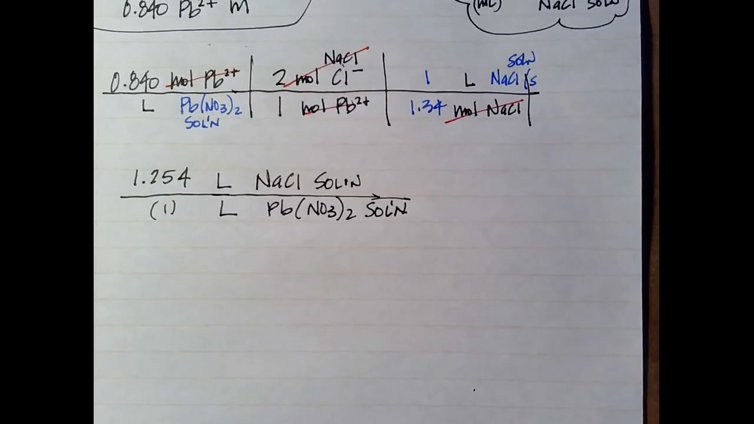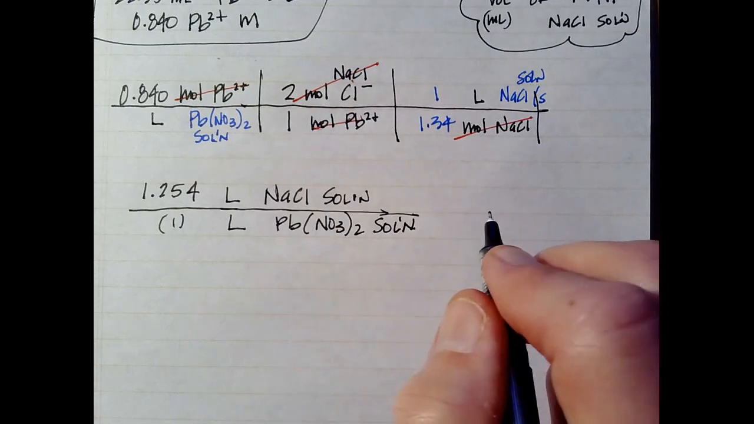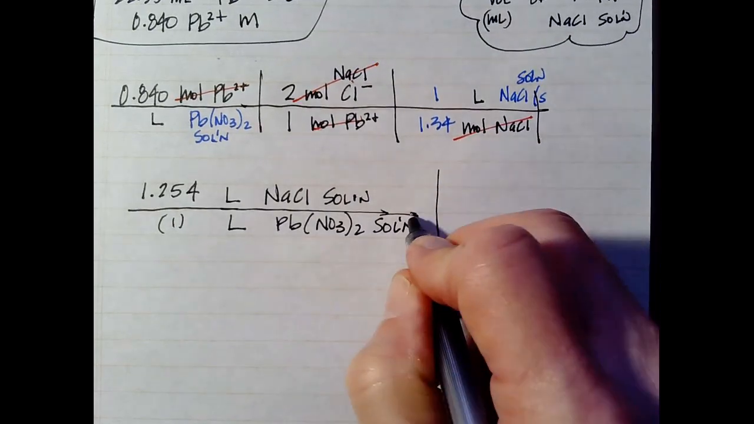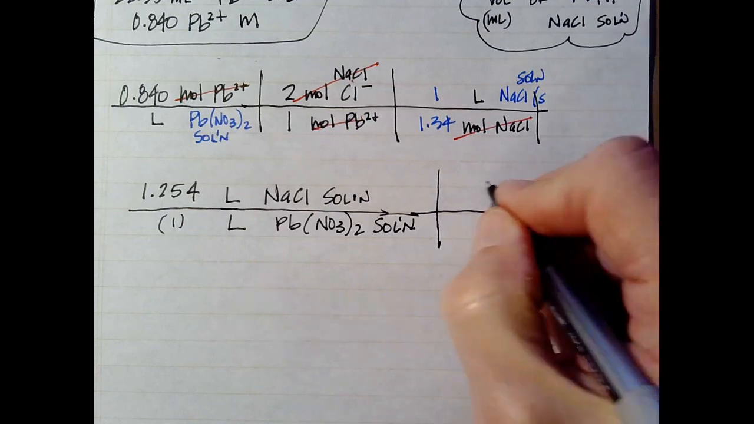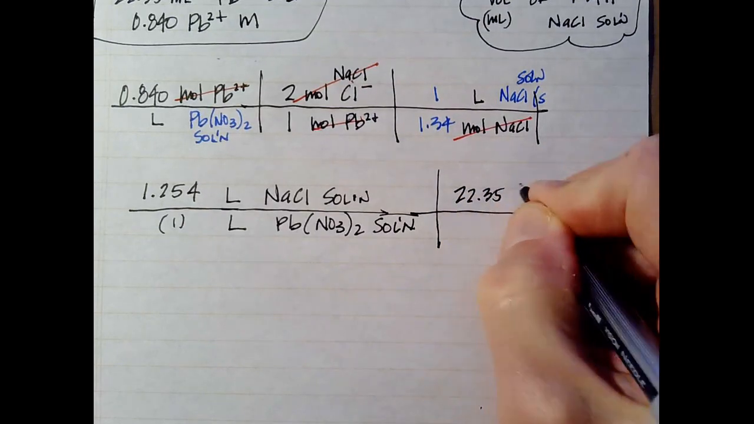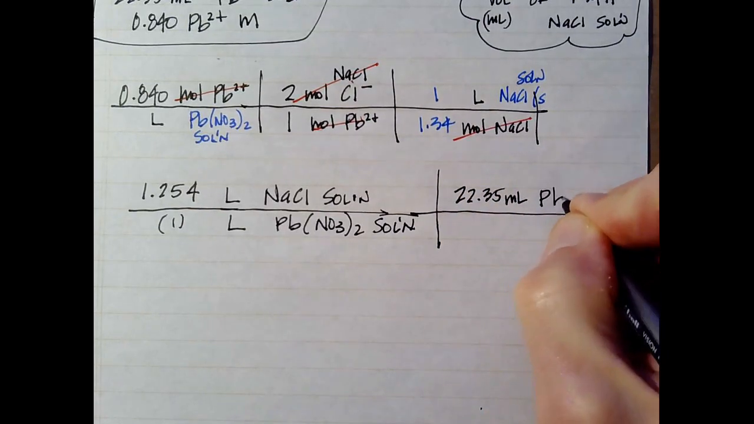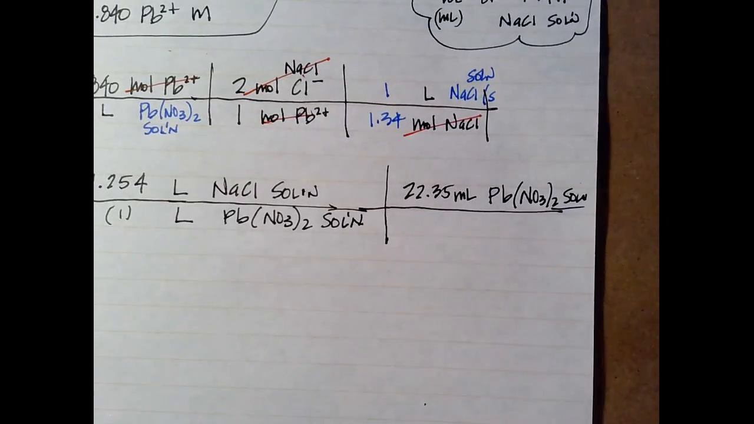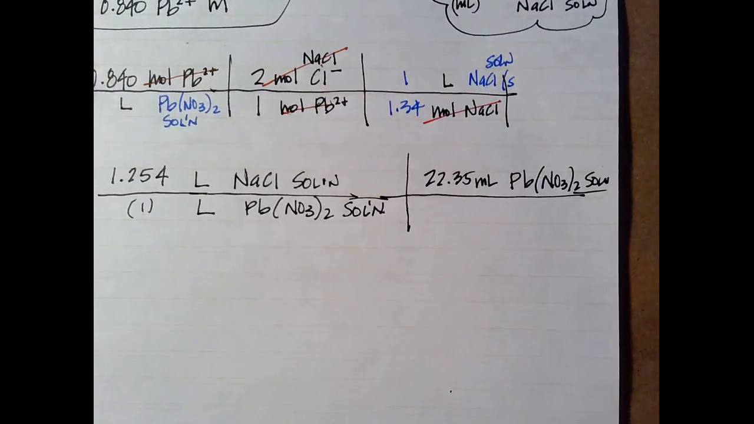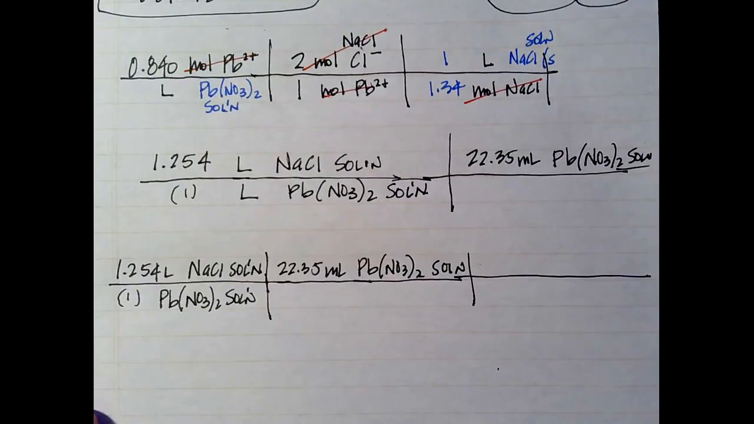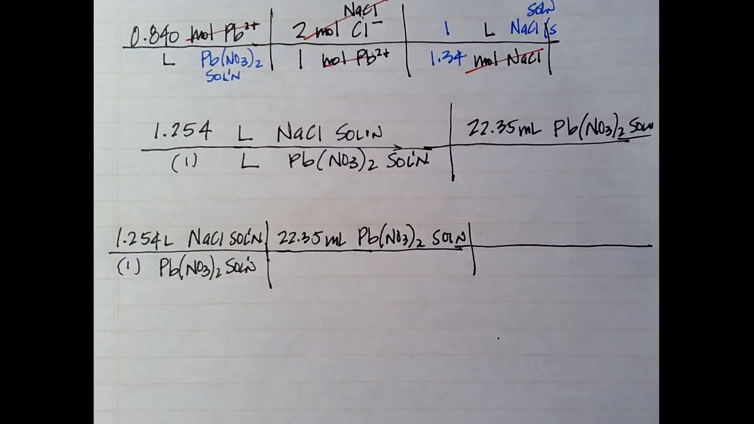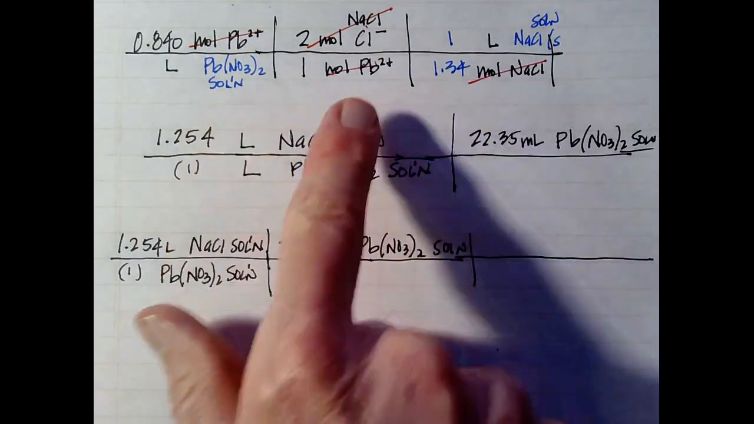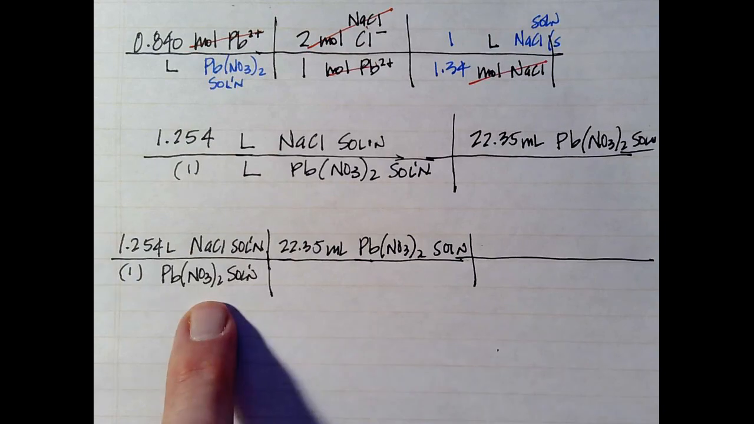But now I've got this. I might say, well, what do I know here? I know 22.35 milliliters of the PbNO3 solution. Let's see. Maybe I'm going to pause this and write it in a smaller space. Okay, I just squeeze that together more. At this ratio, that's what I had after the first unit analysis.